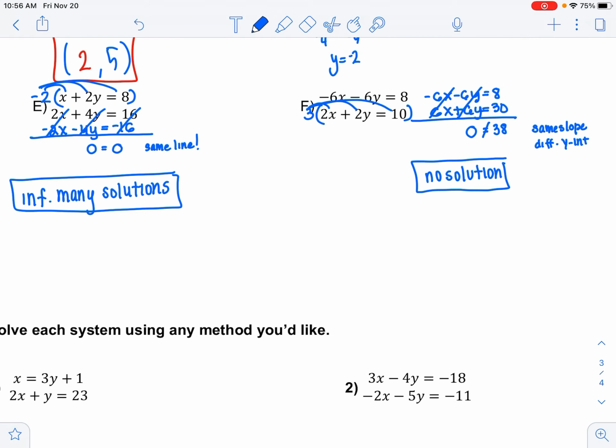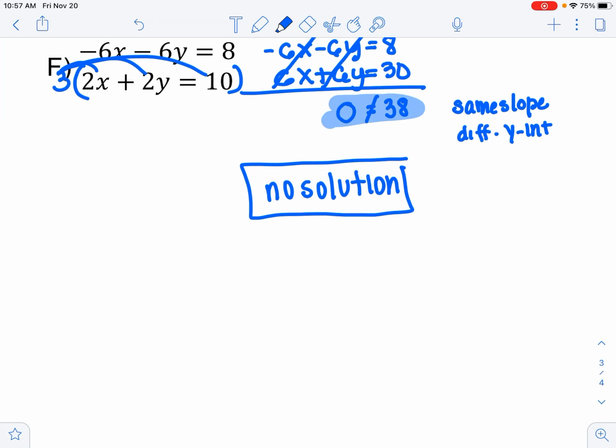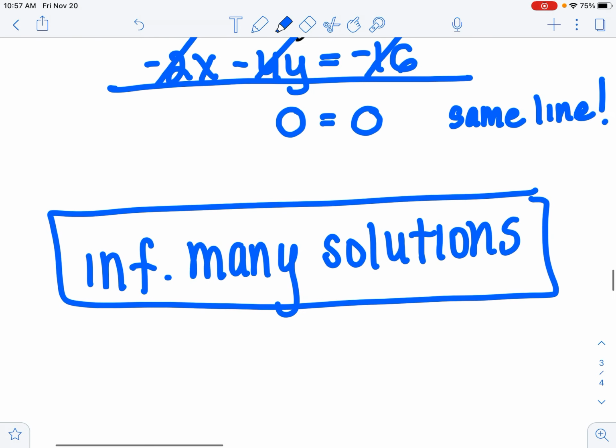So let's recap those last two here. How do I know the difference between infinitely many solutions and no solution? So let's go back to this right here. Here I got 0 equals 38. Does that make any sense? No, it makes no sense. 0 is not equal to 38. Therefore, there's no solution.